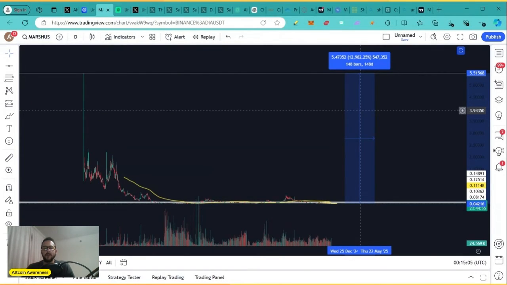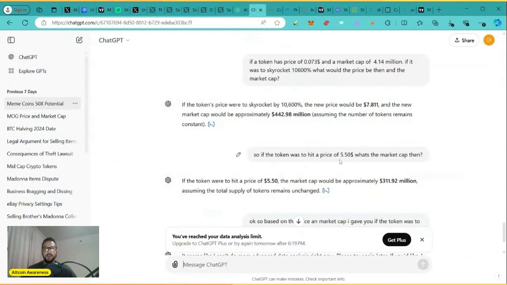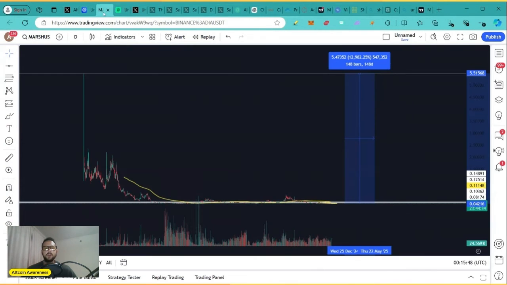Nevertheless, this is a big move. However, Mars is a low cap that has only a 4.1 million market cap, has a lot of potential, tremendous potential, and it doesn't need a lot of liquidity in order to get there, okay? So it's not impossible. I asked ChatGPT earlier, with the current price of the token and the current market cap, if this token was to hit $5.50, what would the market cap be? And ChatGPT said that the market cap of Mars would be 312 million if it was to hit that previous all-time high. So a 312 million market cap is not that crazy a number, guys.